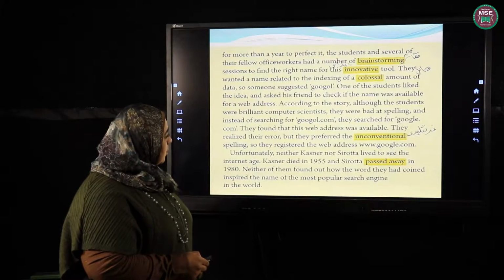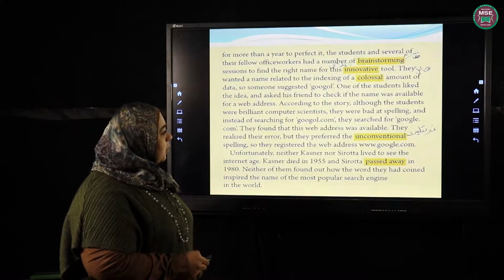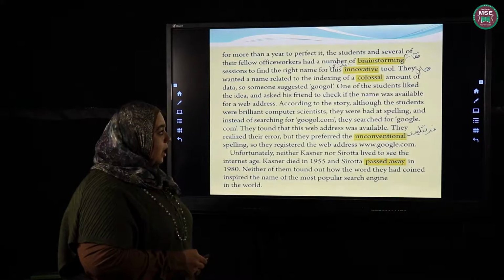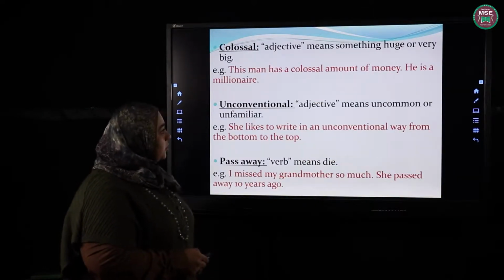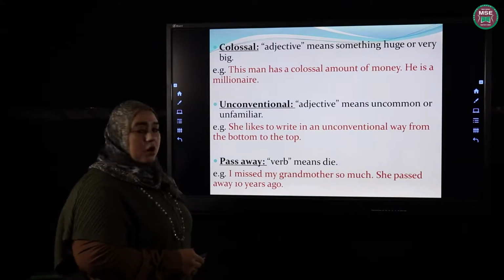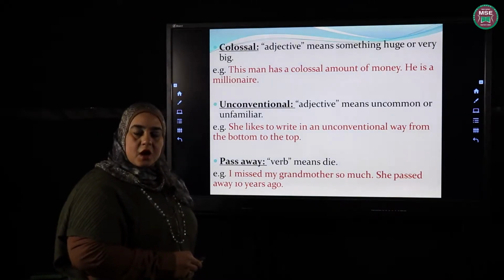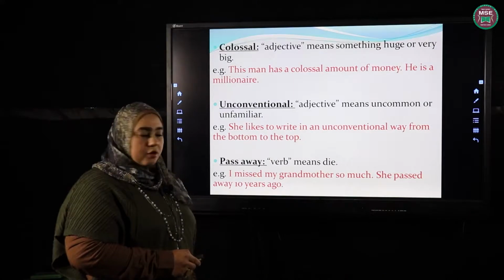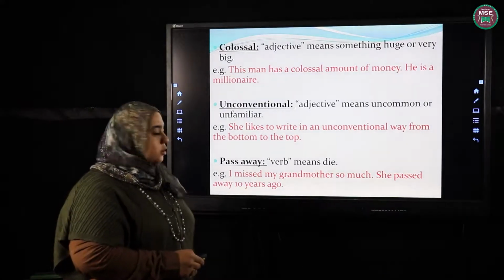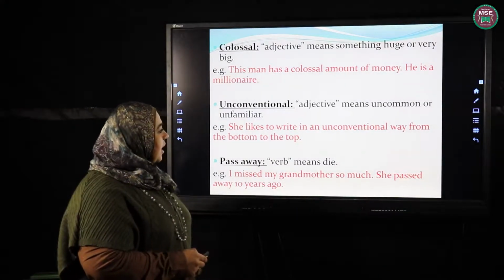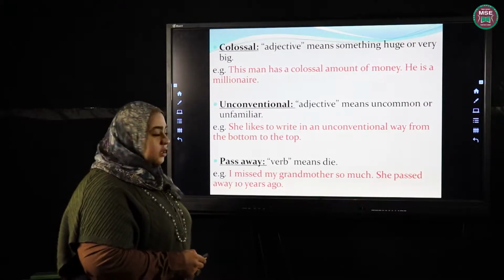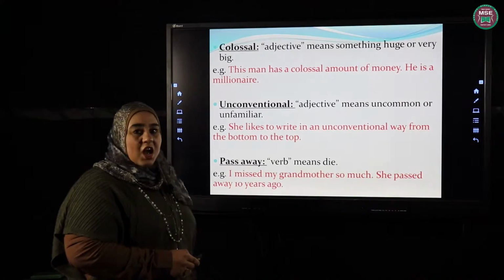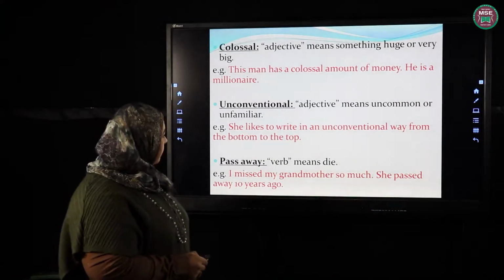Next we have the phrase, they prefer the unconventional spelling. Unconventional, something uncommon or unfamiliar. You didn't use to it. She likes to write in an unconventional way from the bottom to the top. She was writing in an unfamiliar way.